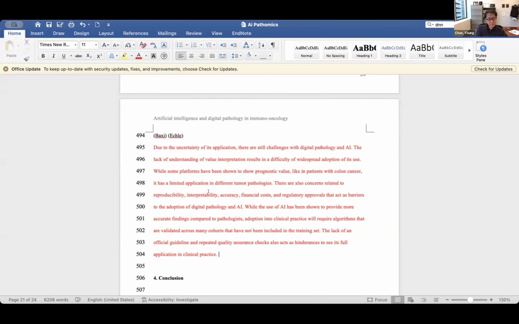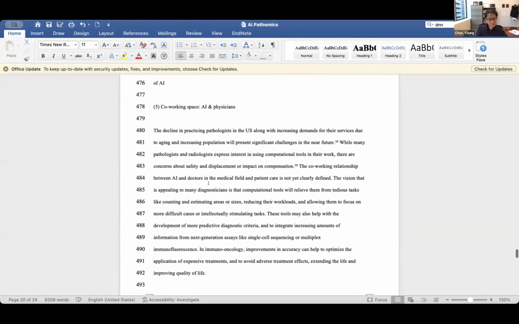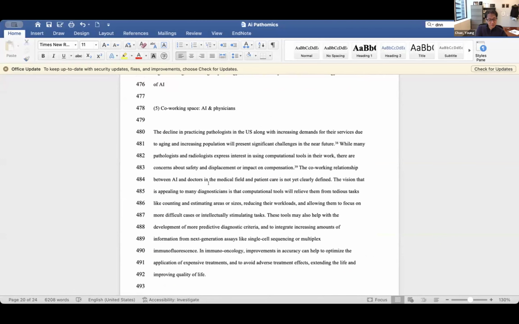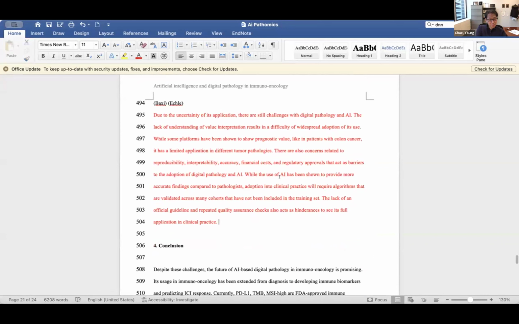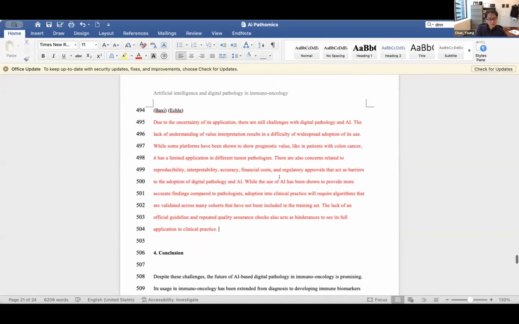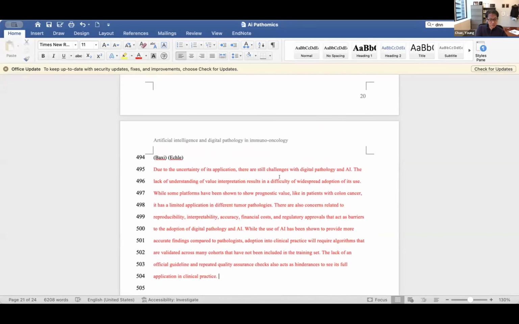Can you go up? Yes. So co-working space, AI and physician. Go down. So this is not something to be under that subheading. It's unique. Okay, right? Maybe I should put it into a separate one.